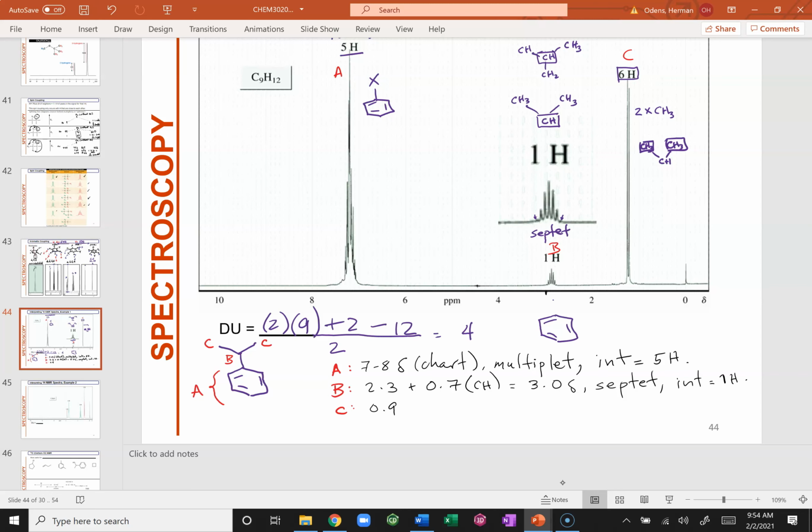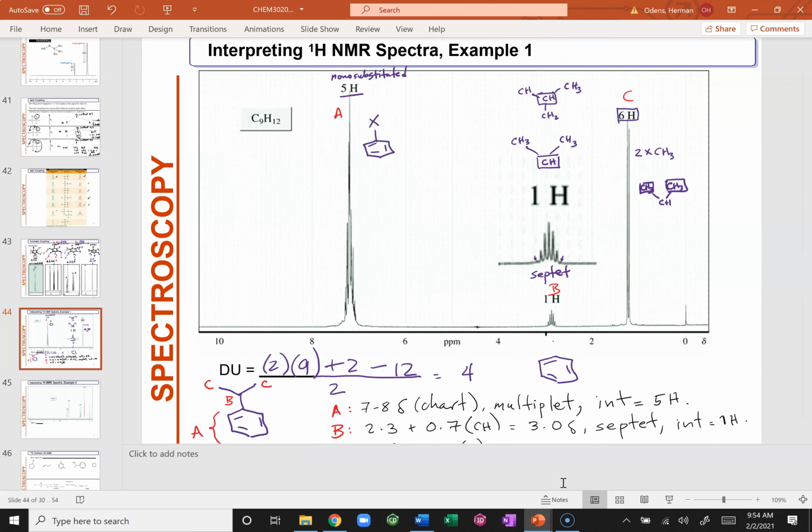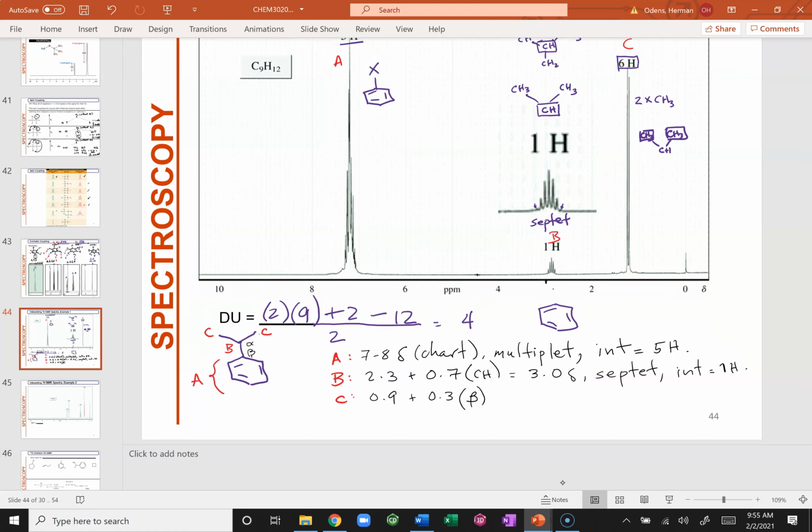What else? It has a beta group. Very good. Let's spot the beta group there. So if I'm looking at C, there is alpha, beta. It found a carbon that is beta. So we have to add 0.3. That will be equal to 1.2 ppm, and that's about what we have here. So this is about 1. So that right there is about 1.2.